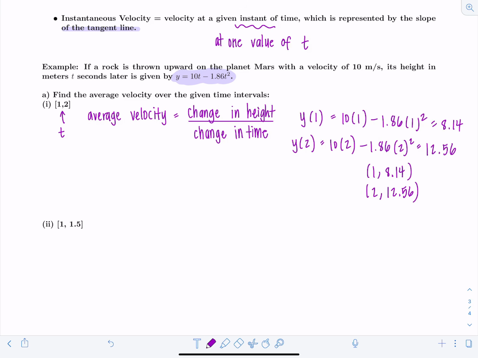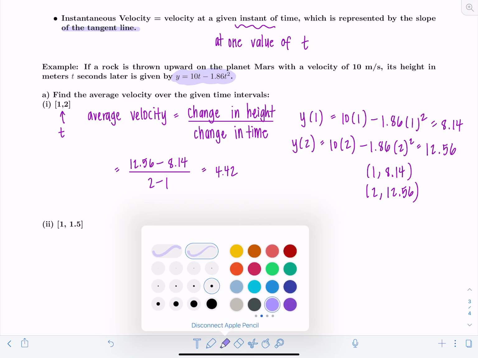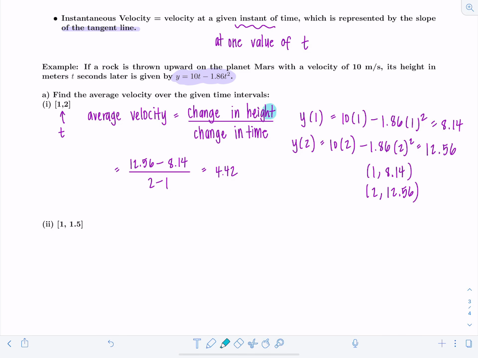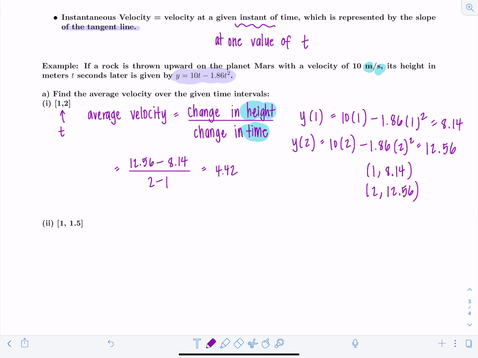So to compute the average velocity, just think you're finding the slope of the secant line that goes through these 2 points. So change in height, that's going to be 12.56 minus 8.14 divided by change in time, 2 minus 1. And then this gives us 4.42. Now we need units because it was specified. So notice we have change in height, and height is being measured in meters, and then time is being measured in seconds. So the units here are meters per second. So you have to include the units for your answer to be correct if they were given to you in the problem.